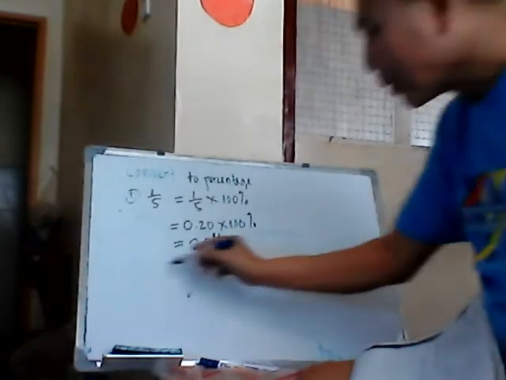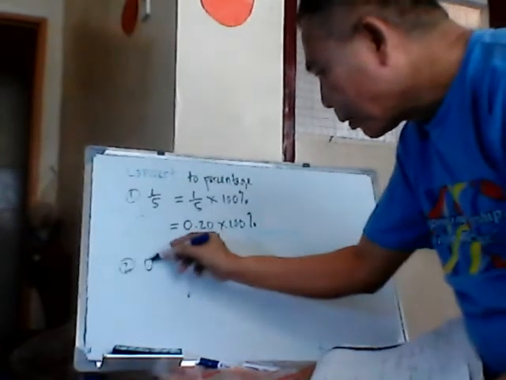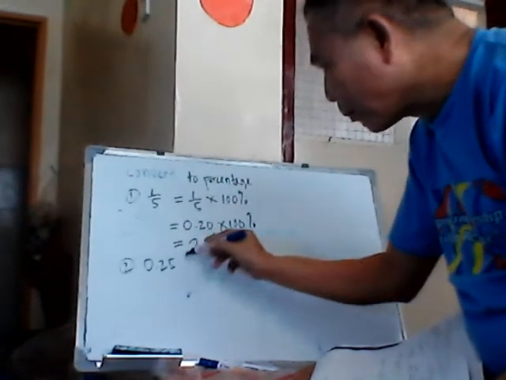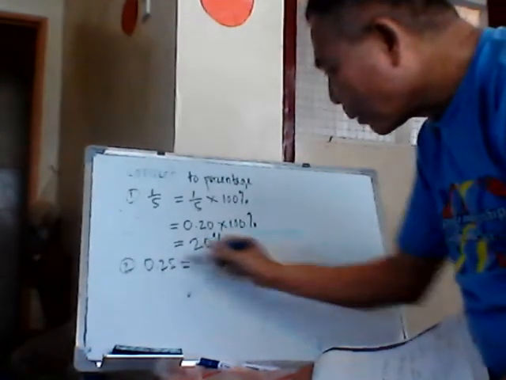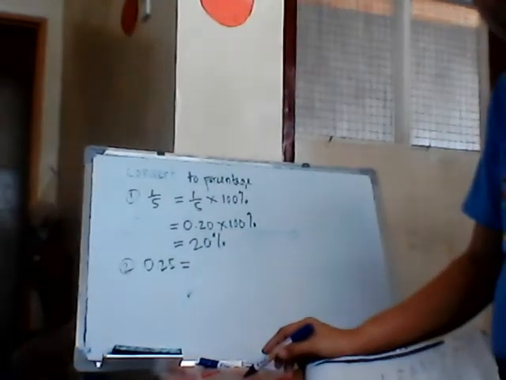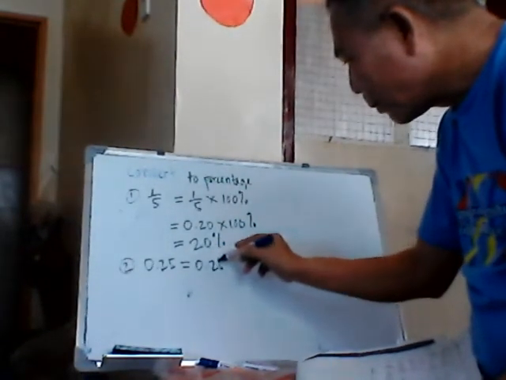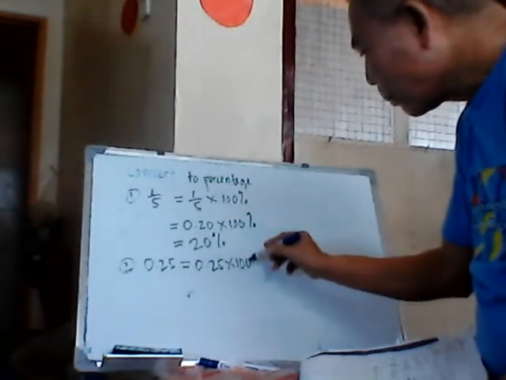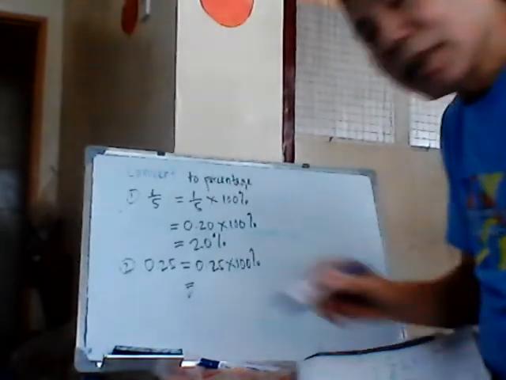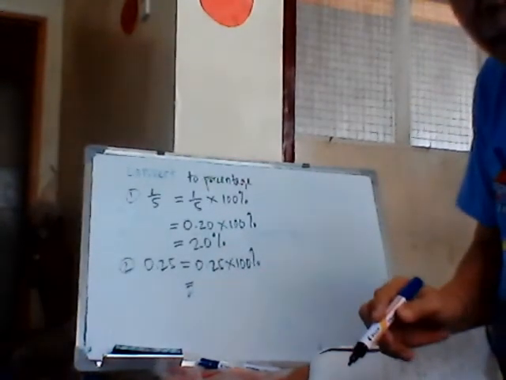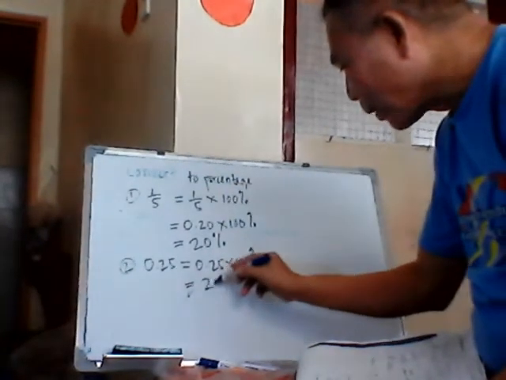100. So number 2, number 2, 0.25. Convert to percentage, multiply 100, kay decimal point naman. So 0.25 times, always multiply 100% kay percent na gipangayo. So this one is 25%.